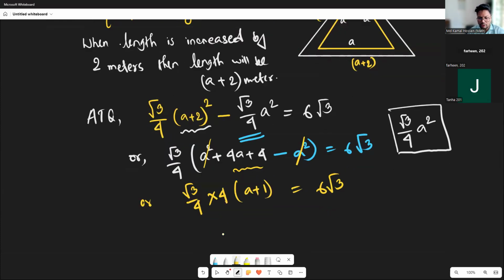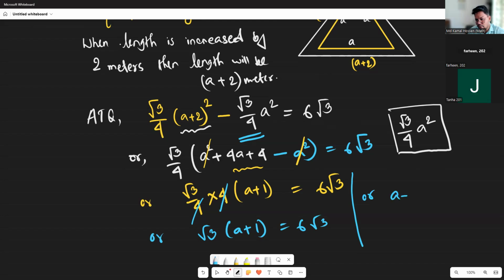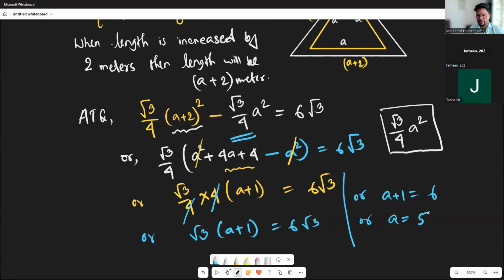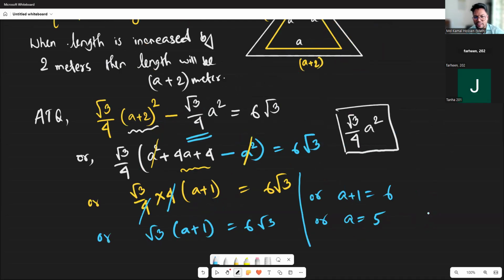Now reduce 4 and 4. So √3 times (a plus 1) equals 6√3. Divide both sides by √3. Then what you will get? A plus 1 equals 6, or a equals 6 minus 1, which is 5. So it's a very easy and simple calculation.